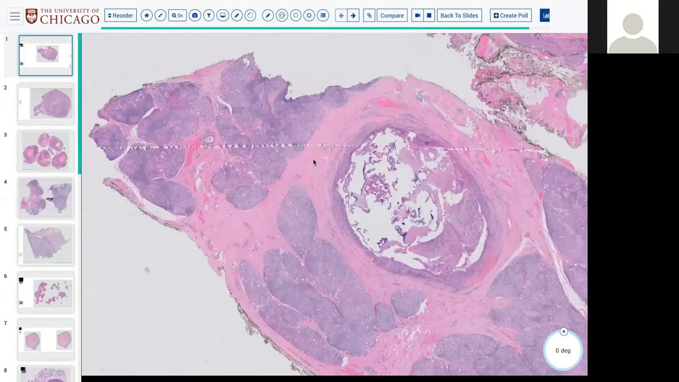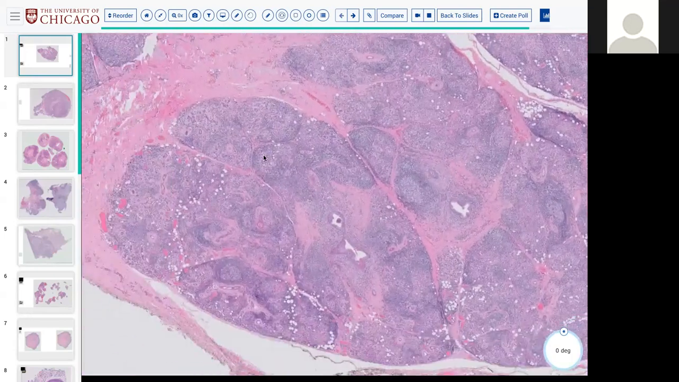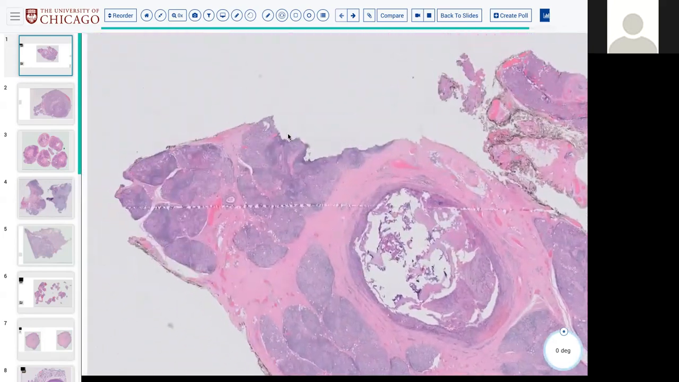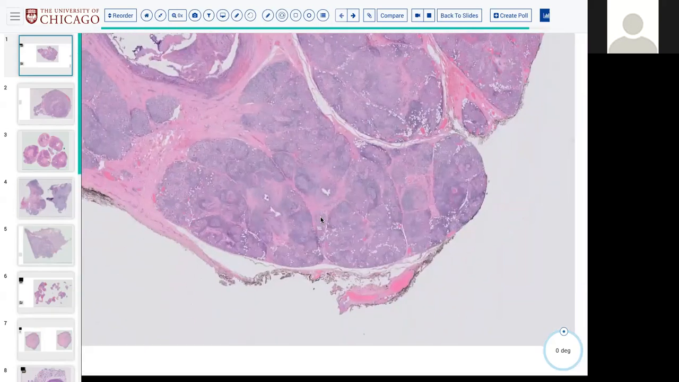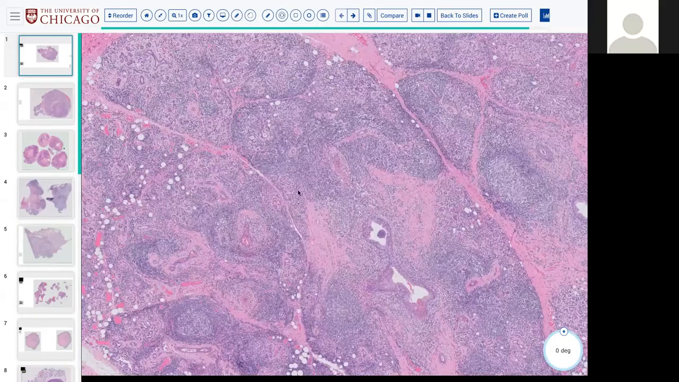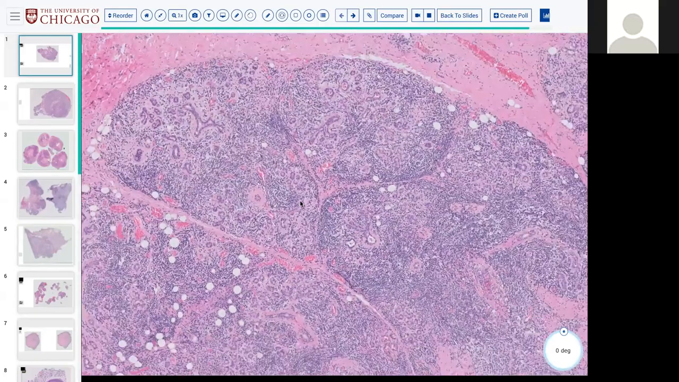I can describe it just for the sake of getting things started. So at low power, you have these very well defined and lobulated groups of salivary gland. These don't appear to be neoplastic on first glance. They have a normal regular configuration. But what's interesting is that there's a lot of inflammation.